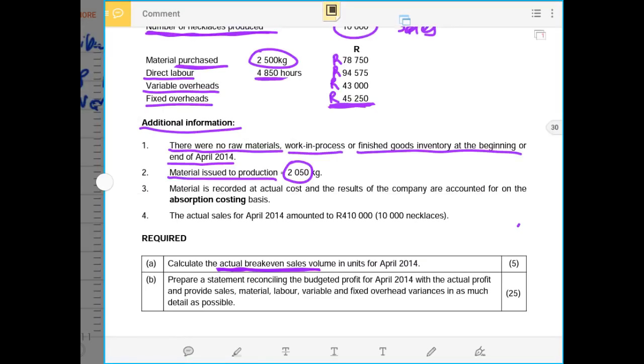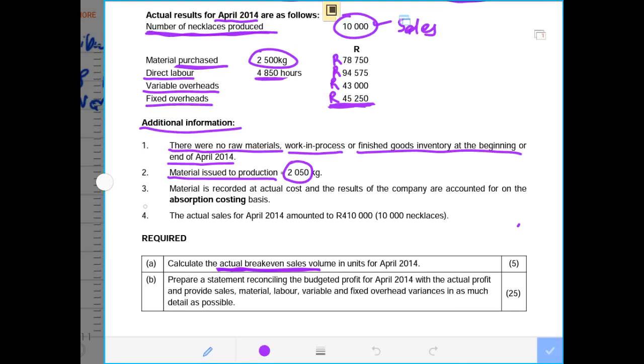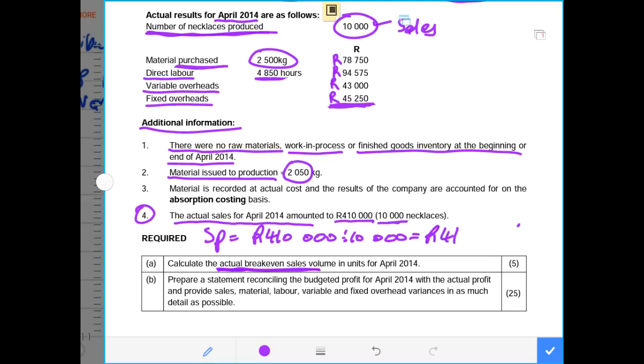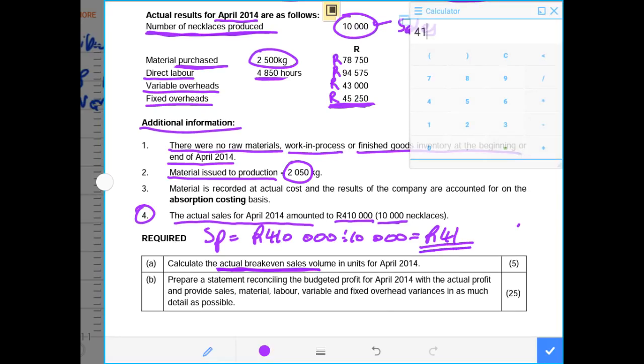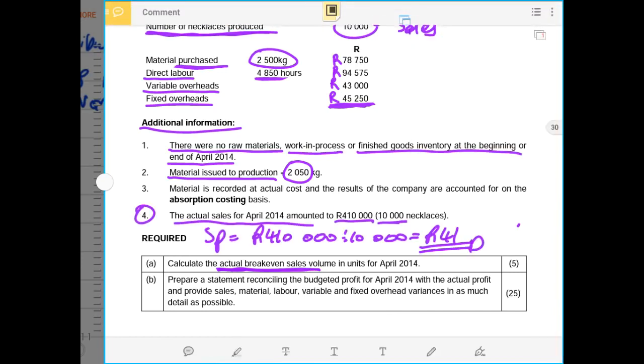After we have deducted all the variable costs, this will give us what we call contribution per unit. There was no actual selling price per unit given to us. But under additional information number 4, the transaction said that the actual sales for April amounted to 410,000, and we sold the 10,000 units that we manufactured. So the selling price will be the total sales revenue of 410,000 divided by 10,000 units, and this will give us 41 rand per unit as the selling price. So we have 410,000 as the revenue divided by 10,000 units that were manufactured and sold. Then we discover that our selling price was actually 41 rand.